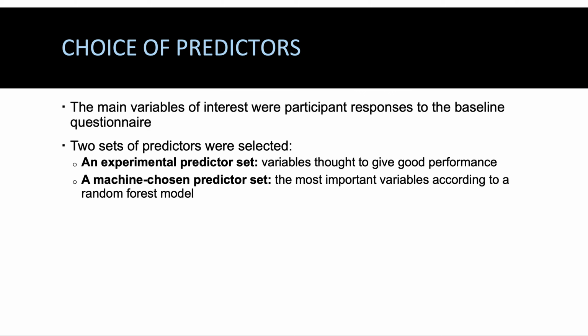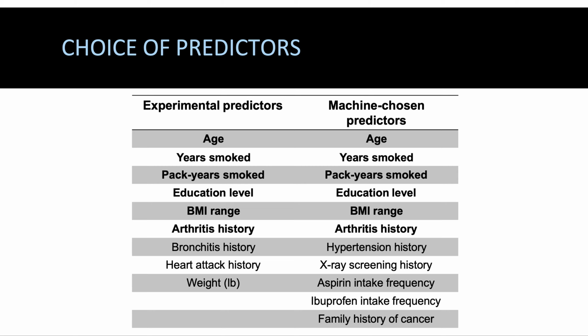The first experimental set contained variables in the questionnaire which were thought to be good indicators of small cell lung cancer, while the second machine-chosen set contained questionnaire variables which had the highest importance weights in a random forest model fit to the lung cancer data. Here you can see the variables for each predictor set. Both sets contain key variables such as age, total years smoked, and total pack years smoked.